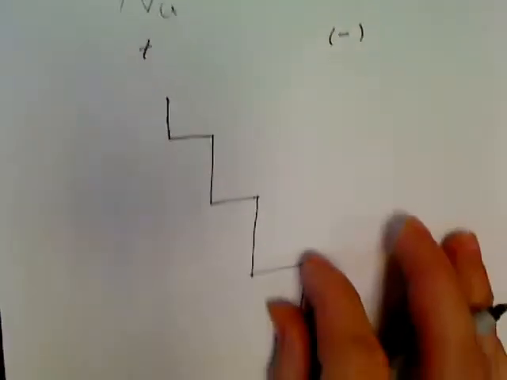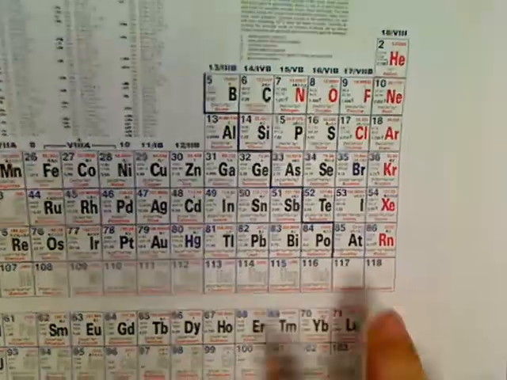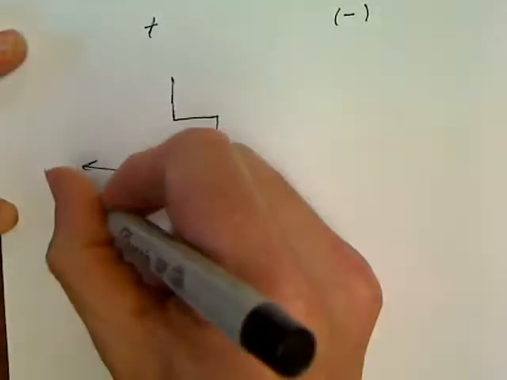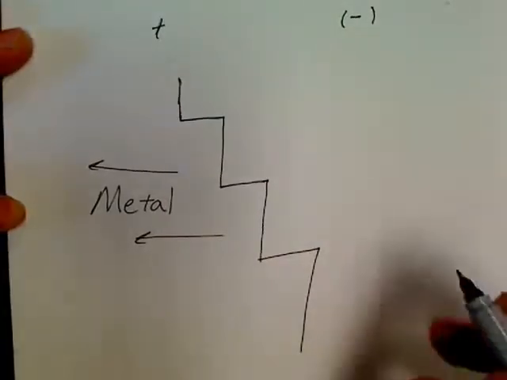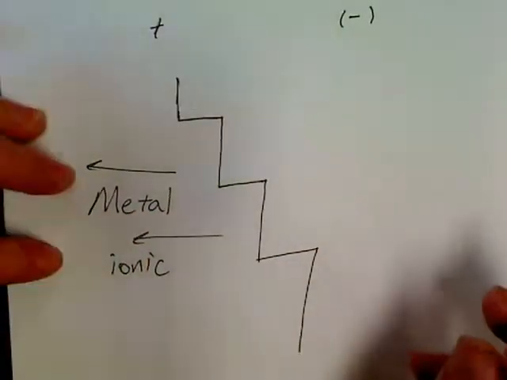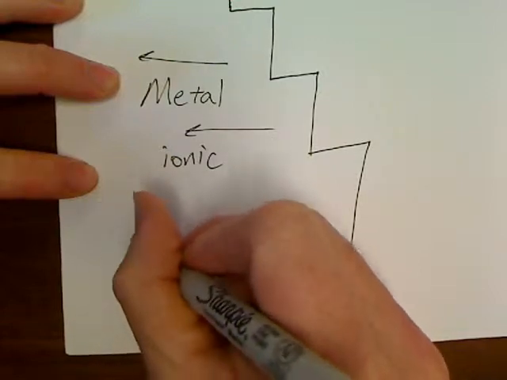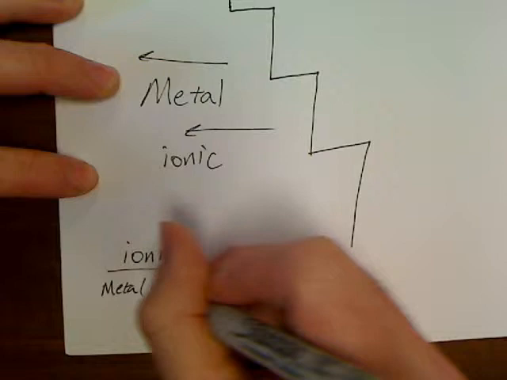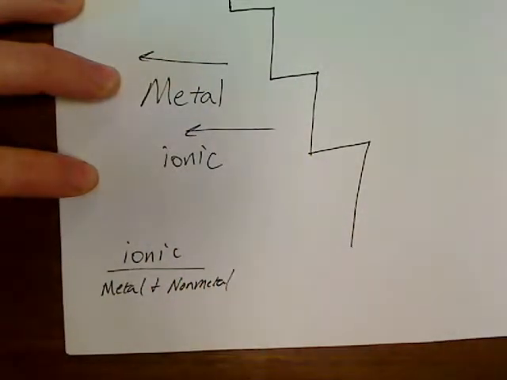Well, if you remember, I said to look at the zigzag on your periodic table. If you see anything to the left of that zigzag, that means it is a metal. If it is a metal, then it's going to take place in an ionic bond. So in theory, an ionic bond, specifically an ionic, occurs between a metal and a nonmetal. So there's your ionic bond.